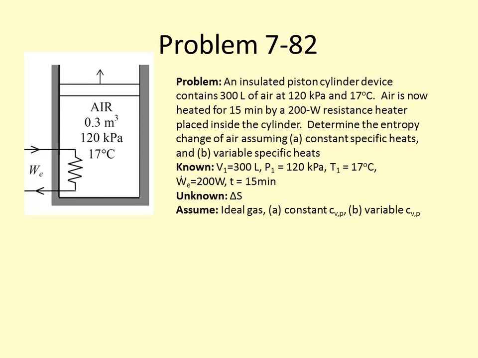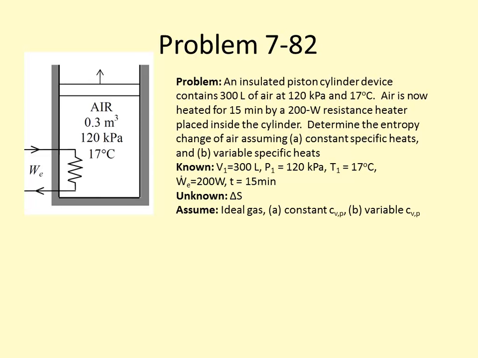So let's do a problem that illustrates how to use these tables. We have an insulated piston cylinder device containing 300 liters of air at 120 kilopascals and 70 Celsius. The air is now heated for 15 minutes by a 200-watt resistance heater placed inside the cylinder. Determine the entropy change of air, assuming first, constant specific heats, and second, variable specific heats. Okay, so those are the two different sets of equations that we've just discussed.